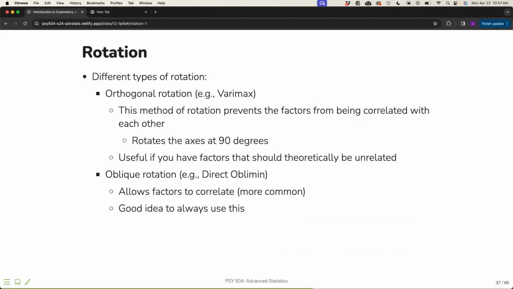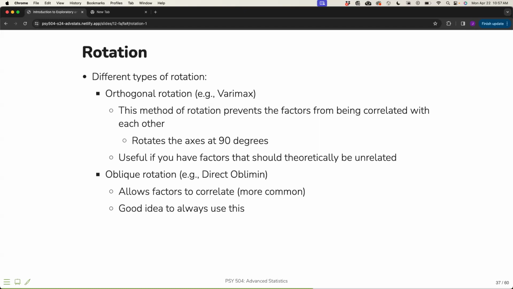And there are different types of rotation methods. There's orthogonal rotation, and essentially here we're just rotating the factor solution 90 degrees, so the factors are independent from one another. There's a correlated rotation method, sometimes called oblique rotation, and this allows the factors to correlate. I'll show you an example, but when we rotate the factor space, it's allowed to rotate less than 90 degrees so the factors can be correlated with one another.